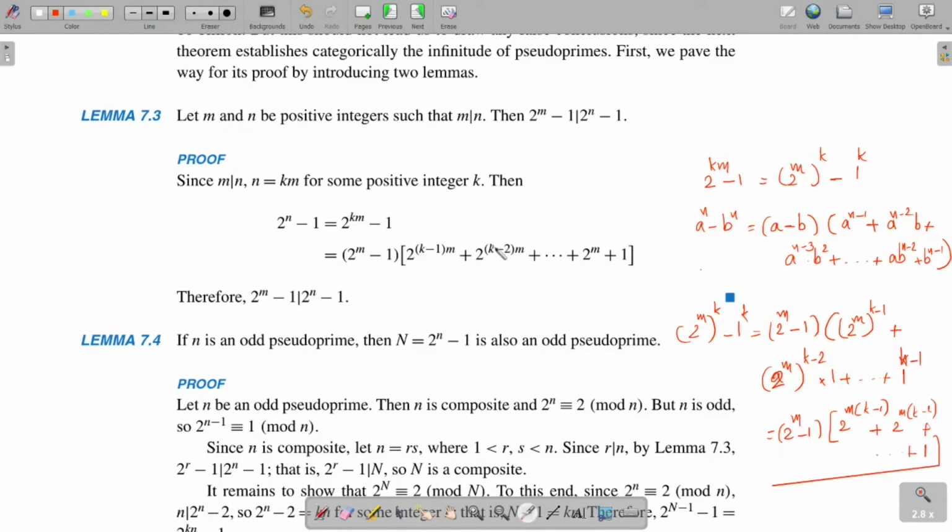That is the expression written here. So 2^(km) minus 1 can be written like this. Now this is of the form 2^m minus 1 into a number, an integer. Therefore 2^m minus 1 divides 2^n minus 1. That is the result here. If m divides n, then 2^m minus 1 divides 2^n minus 1. If n is a multiple of m, then 2^n minus 1 is a multiple of 2^m minus 1.